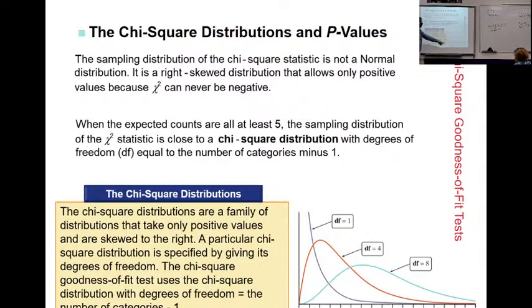So we are finding this right tail area, and that will give us our p-value. So again, how the distribution looks, it's generally going to be a right skewed thing, and how it looks is going to depend on degrees of freedom. There is a table that you can use in your formula sheet if you would prefer to do it that way.